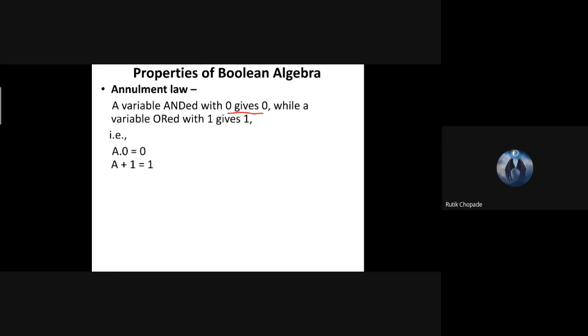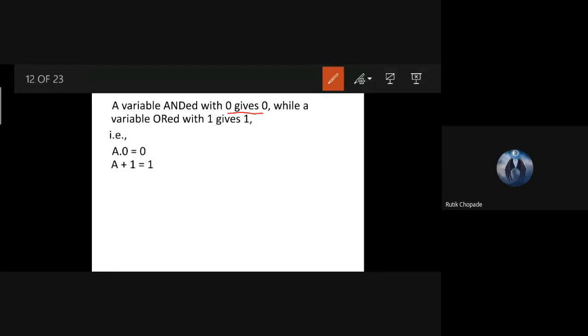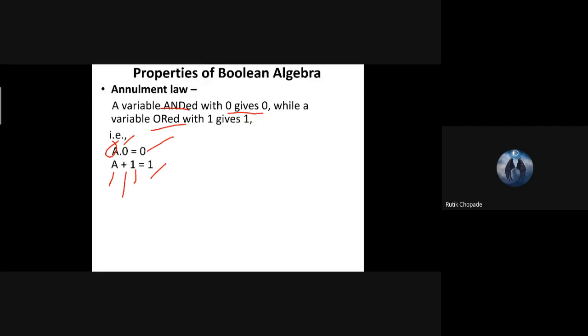It says a variable A, when you AND with 0, A dot 0 is 0, and a variable when ORed with 1 gives you 1. So A dot 0 is 0 and A plus 1 is equal to 1. This is called your annulment law. Is this clear?